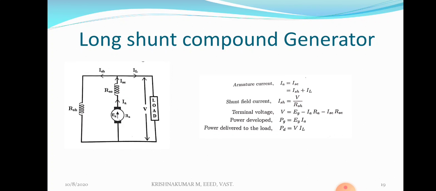So the terminal voltage V, which is the voltage available across the load, is equal to the generated EMF EG minus the voltage drop in the armature, IA RA, minus the voltage drop in the series field.